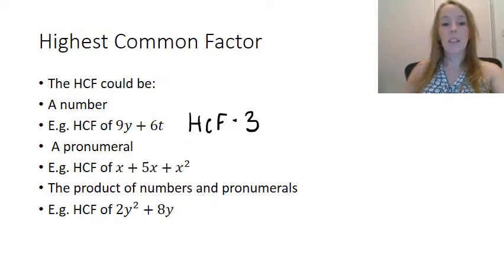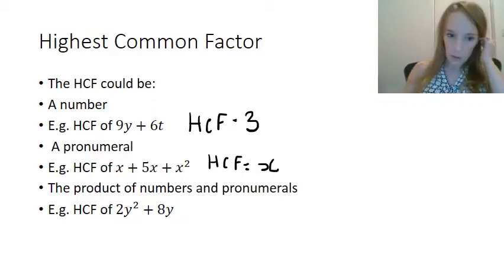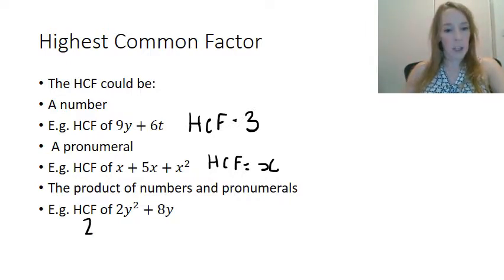Our second one, our highest common factor could be a pronumeral. For instance, in our example, we've got x plus 5x plus x squared. We have to find something that they can all be divided by. The answer would obviously be x, because we can divide all of those by x. And last of all, our highest common factor could be a product made up of numbers and pronumerals as well. If we were trying to find the highest common factor of 2y squared and 8y, it would be 2y, because 2y goes into 2y squared, and it also goes into 8y. So you can see there we've got the number and the pronumeral.